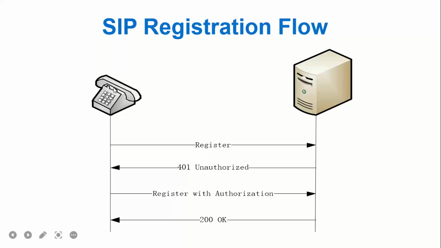When I click the registration button on the phone, my phone on the left side will send a register request to the PBX. But the first time, this register request does not contain any credential. Credential means my IP phone is not sending the password and other credential information to the server. That means the server is not able to verify whether this IP phone is a legitimate one or an anonymous one.